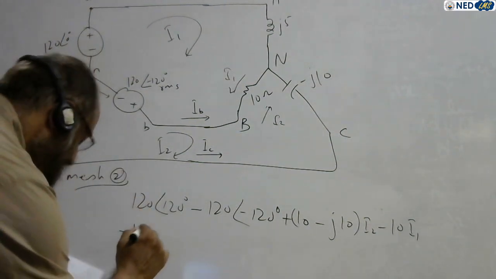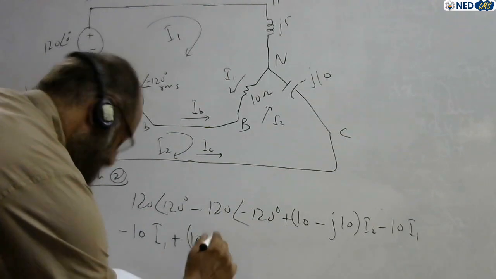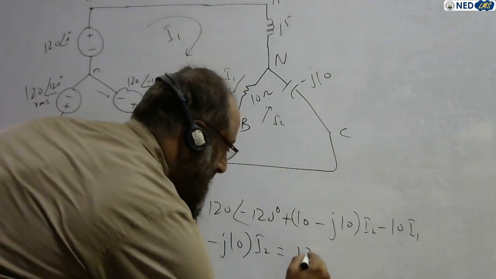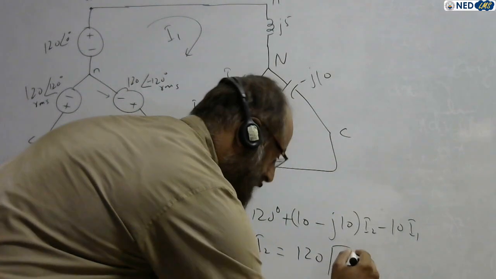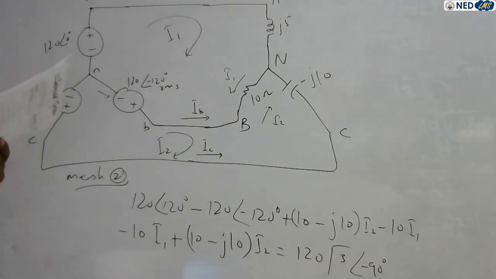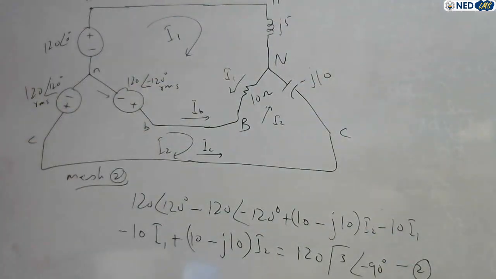Rearrange it. Again, the second one has the RMS voltage 120 root 3 times angle of minus 90 degree. So just make the determinants of these two, meaning you have to solve. This one is equation 2. Before it was mesh 1, so that was equation 1. So just solve these two equations, mesh 1 and mesh 2.